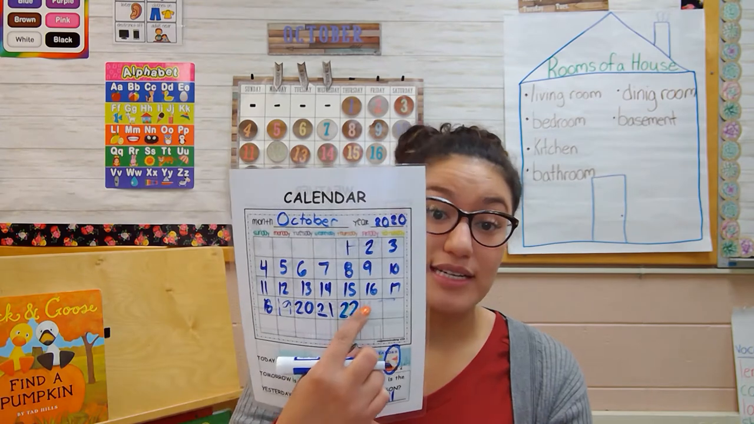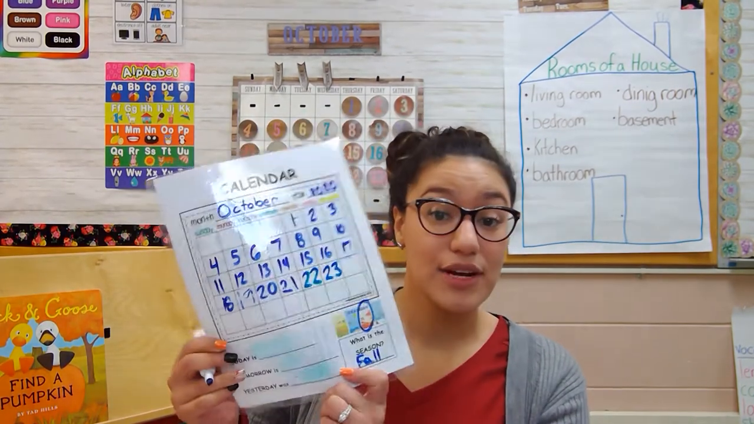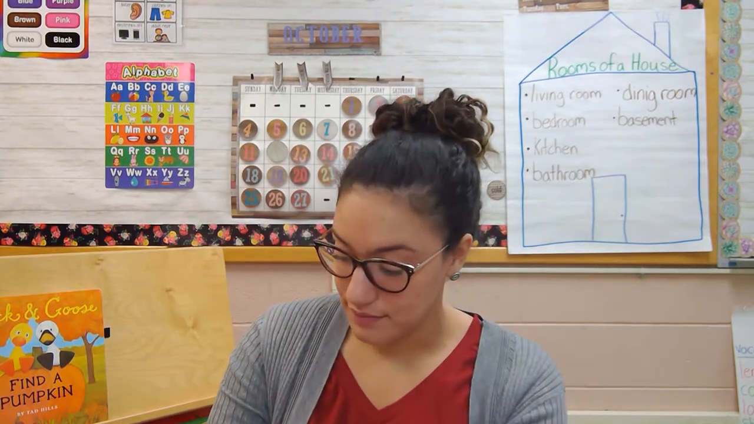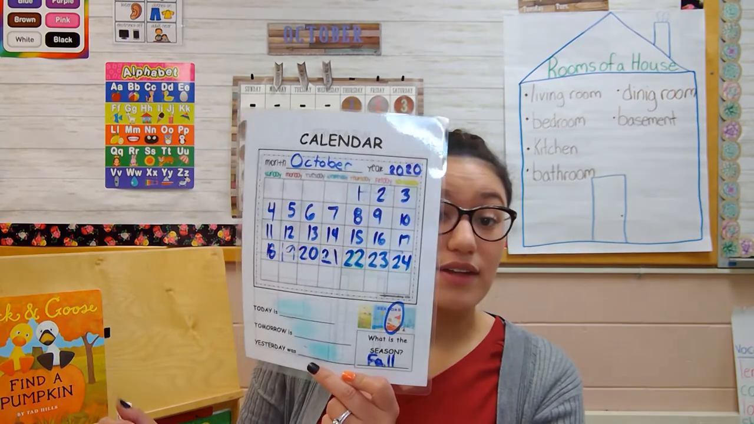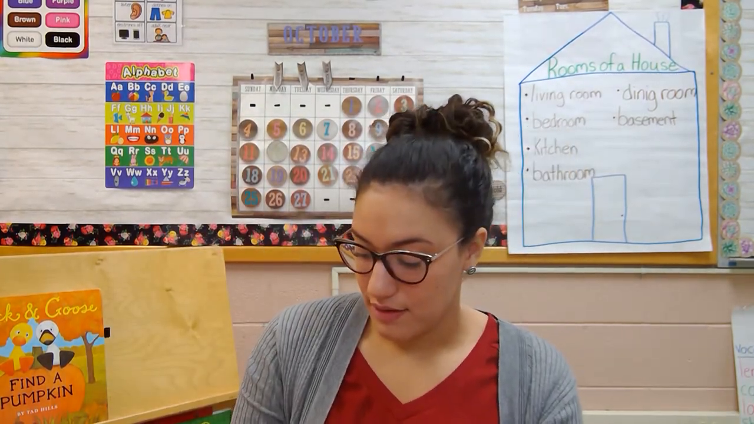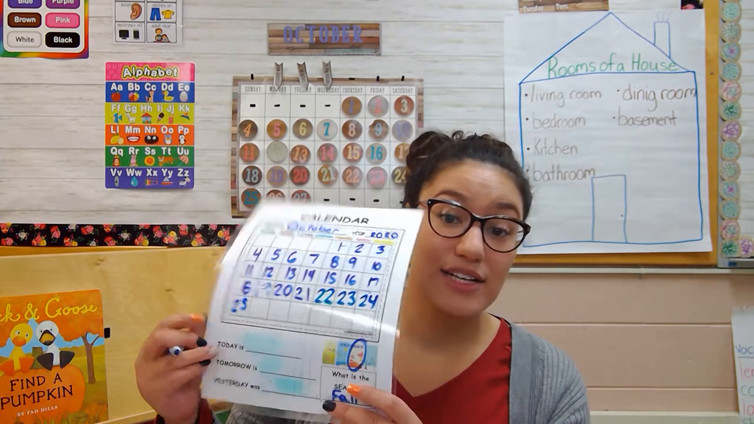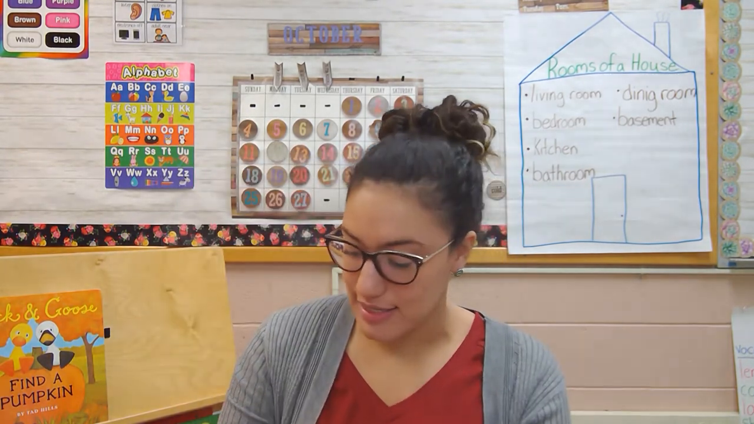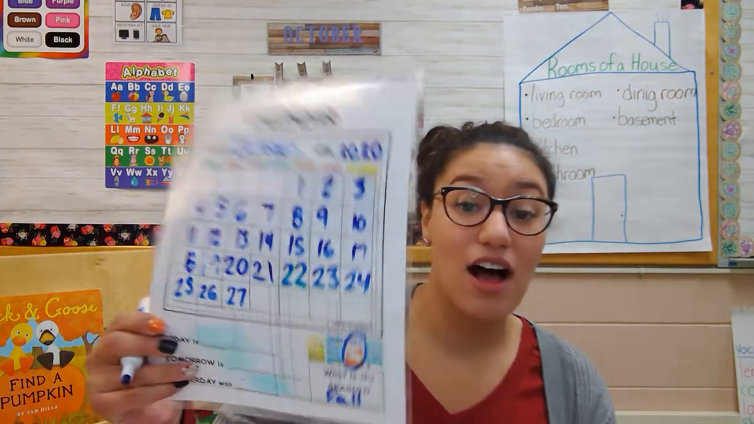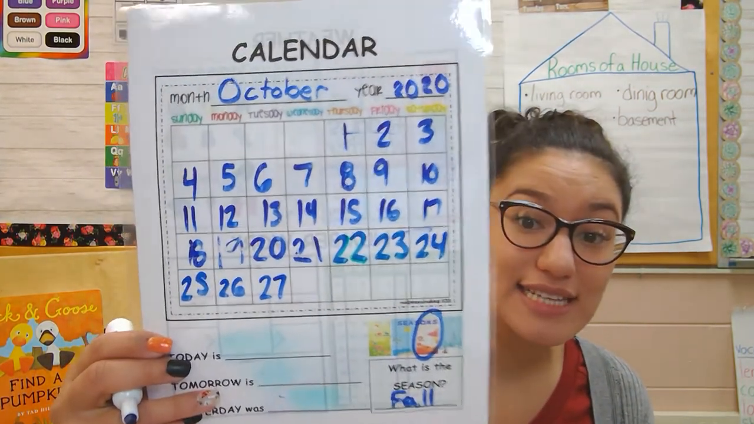Then we need to do 23. Now here's going to be 24. Now we have 25. Now yesterday was 26. And today is 27. So we are all the way to 27 right there.